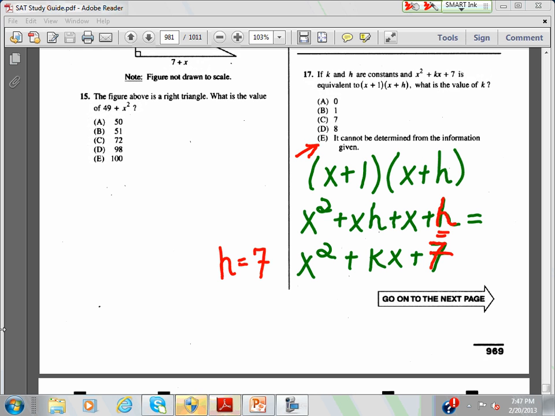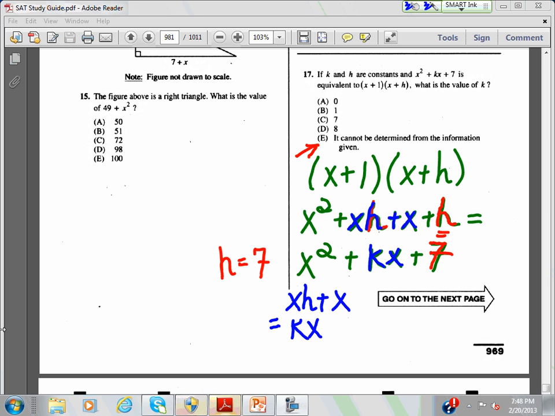So with that information, if you plug in 7 as h here, then you have to do some other work also. You have to see that, I'm going to use a different color, you have to see that because this information is attached to x and this information is attached to x, you are meant to infer that xh plus x equals kx.